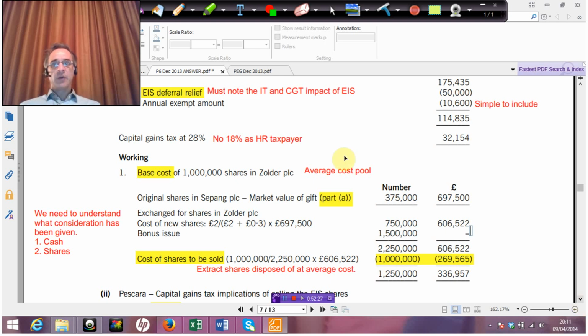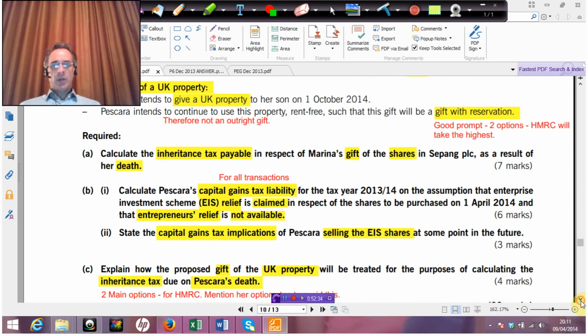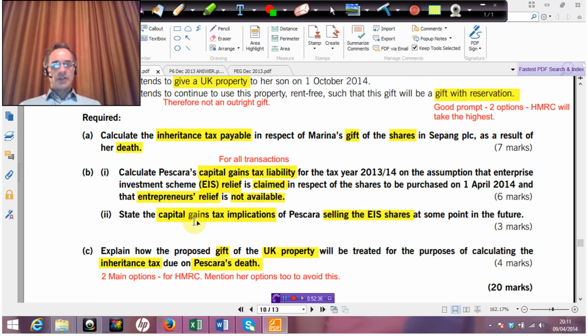Okay. So next part of the question, I'm going to get you out for a break in a second. Next part of the question, B2, just related to the capital gains tax implications of Pescara selling the EIS shares. Now you'll notice in this section of the answer, we used EIS relief. So let's be clear on what exactly we did.